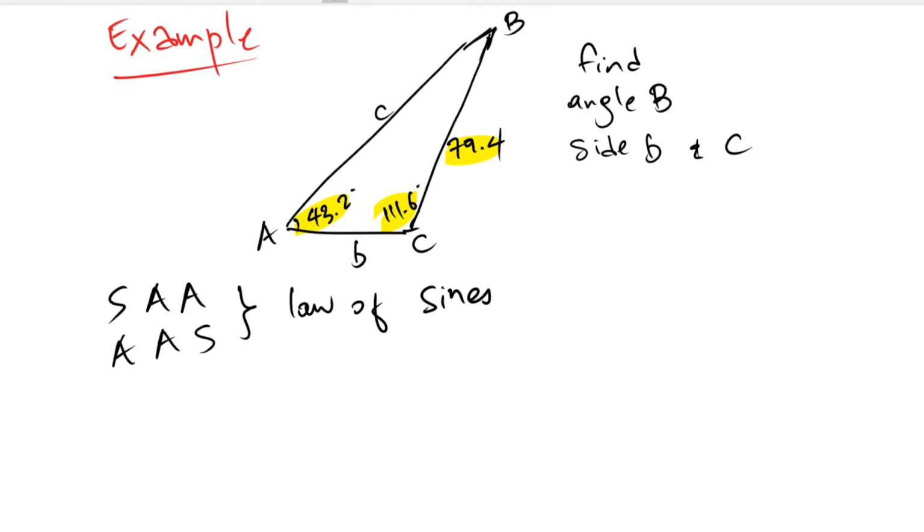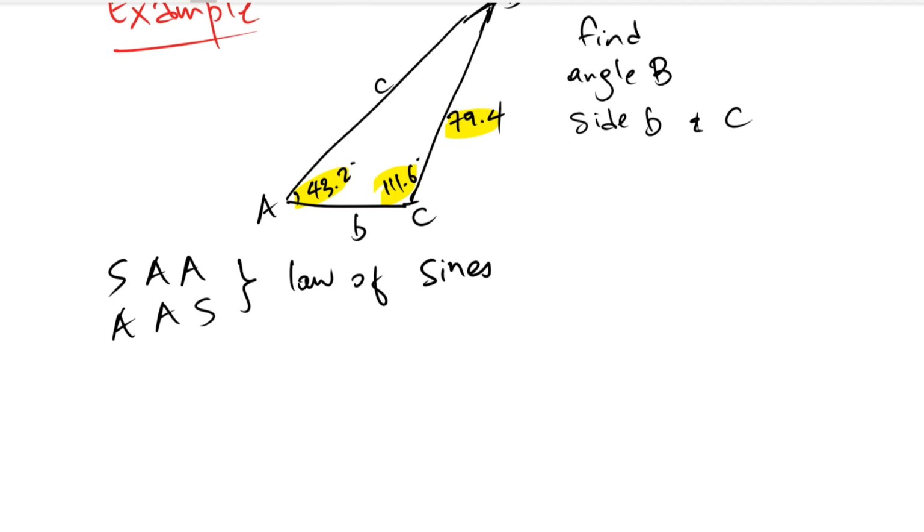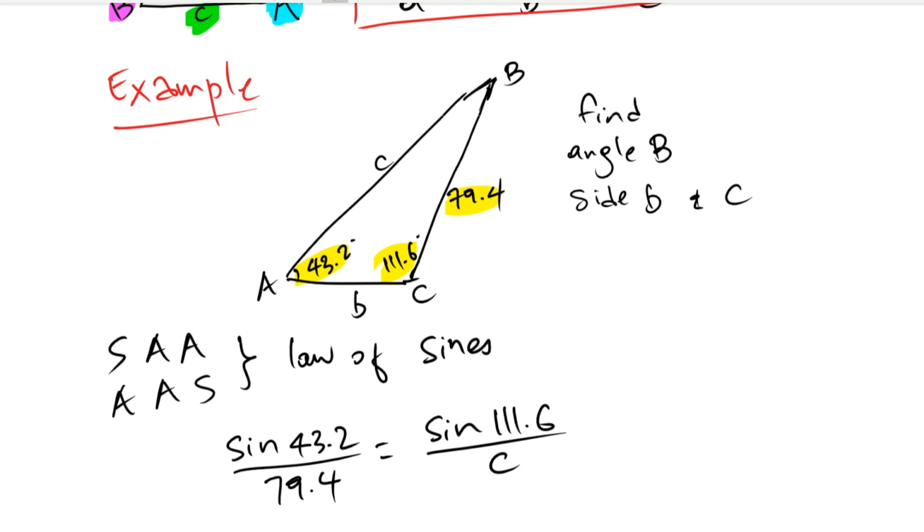Let's look at what I have here. I'm going to write down my formula and plug into it what I have. So sine of A, so sine of 43.2 over 79.4 is equal to sine of 111.6 over the side C. Now, from the get-go, I could actually find the angle B as well.